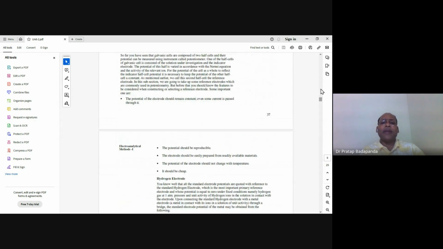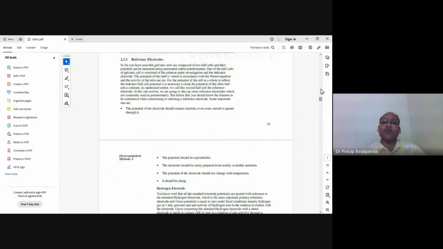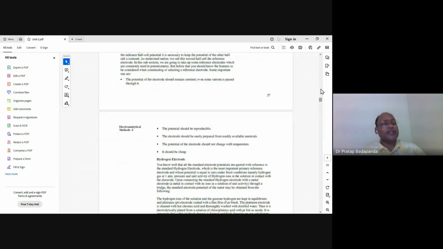So what is the main, most important property of a reference electrode? The potential of the electrode should remain constant even when some current is passed through it. The conditions for the reference electrode I have already given in the PPT. But here, the potential of the electrode should remain constant even if some current is passed through it. There will be no change. That can be considered as the reference electrode.